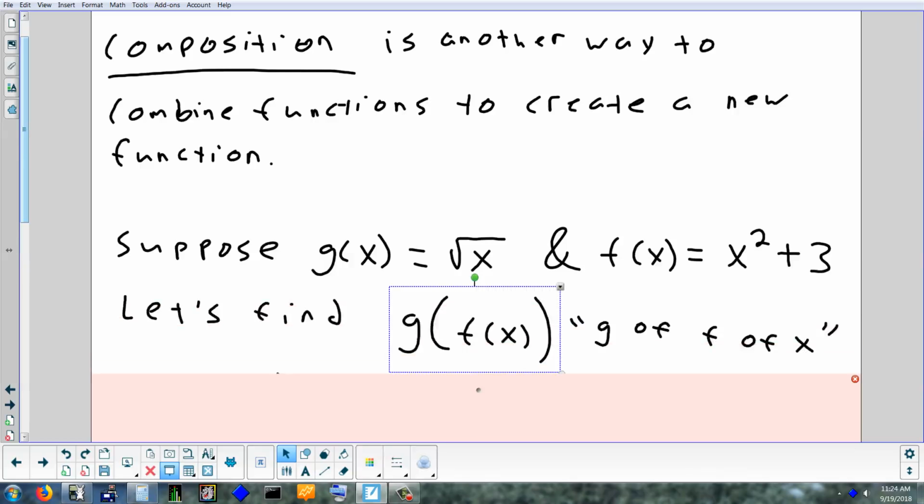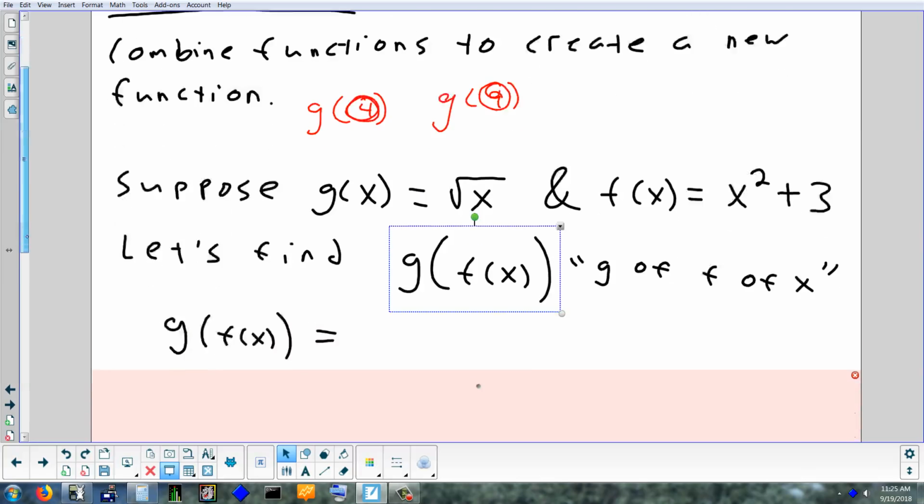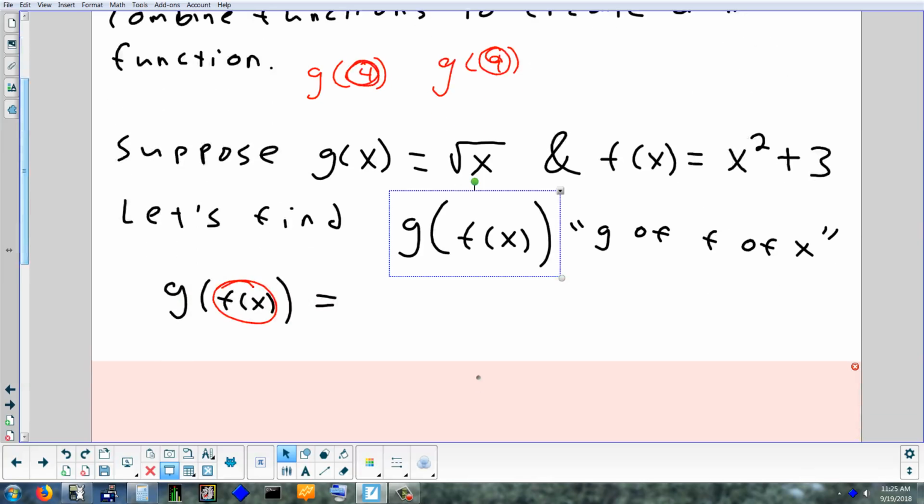So let's take a step back and pretend like it was a number. If I said to find g of 4, what would you do with the 4? Put it in place of the x. You'd put whatever's here in place of the x. So if I said to find g of 9, you would take the 9 and put it in place of the x. Well, I'm asking you to find g of this. So take whatever is here, and we're going to put it in place of the x.